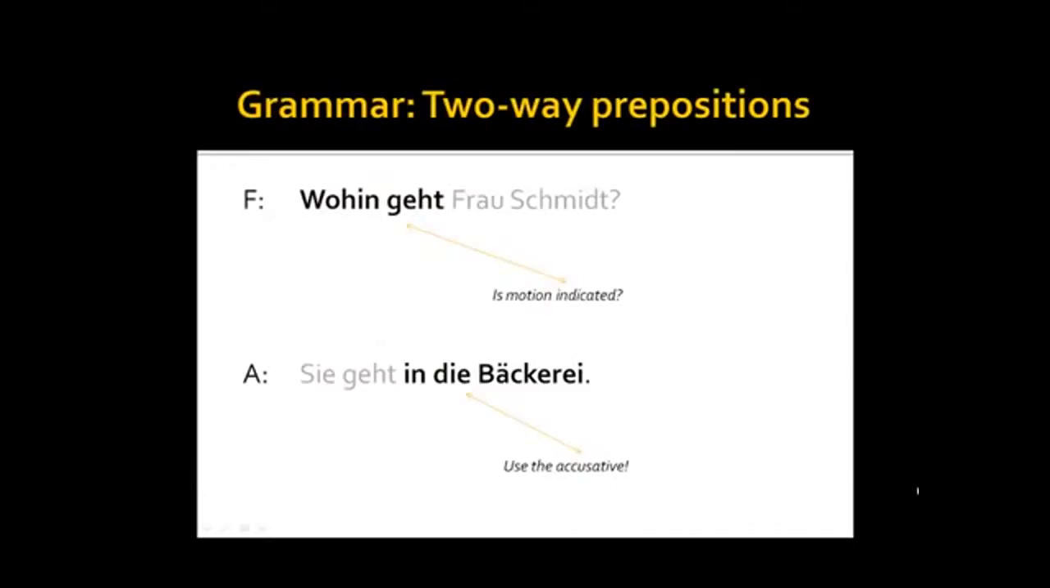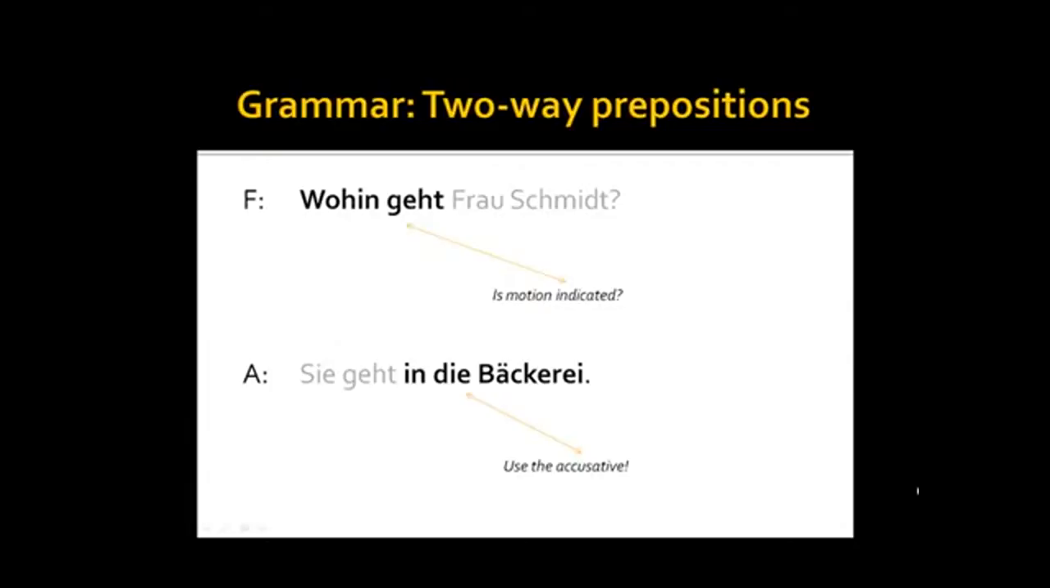Now, let's quickly review the concept of two-way prepositions. I'm not going to go over the individual prepositions, but I want to get the concept down. We remember from our prior discussion of two-way prepositions, we talked about Frau Schmidt. The first question asks, wohin geht Frau Schmidt? So where is she going? Wohin indicates some type of motion away from the speaker. So in this instance, we're very concerned with the concept of motion. We don't care where she's at the moment. We want to know where she is going. And the answer is, sie geht in die Bäckerei.